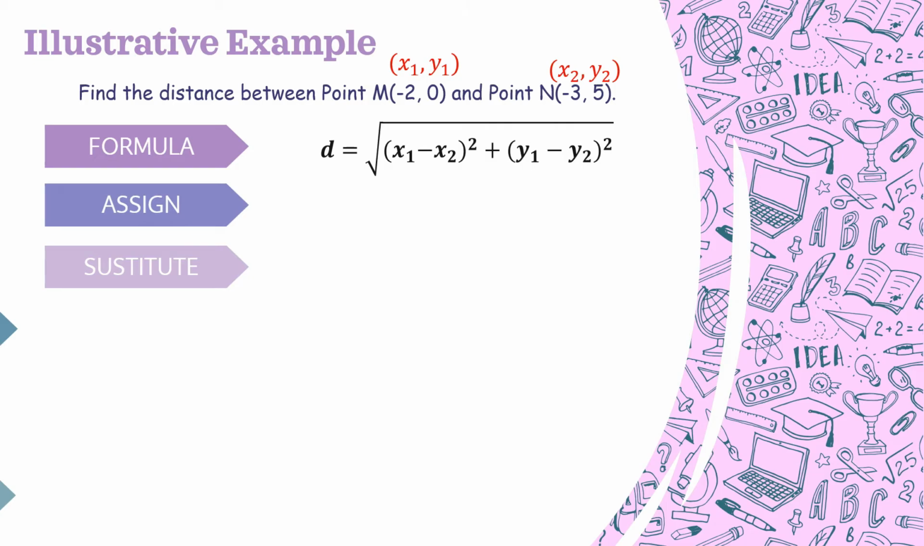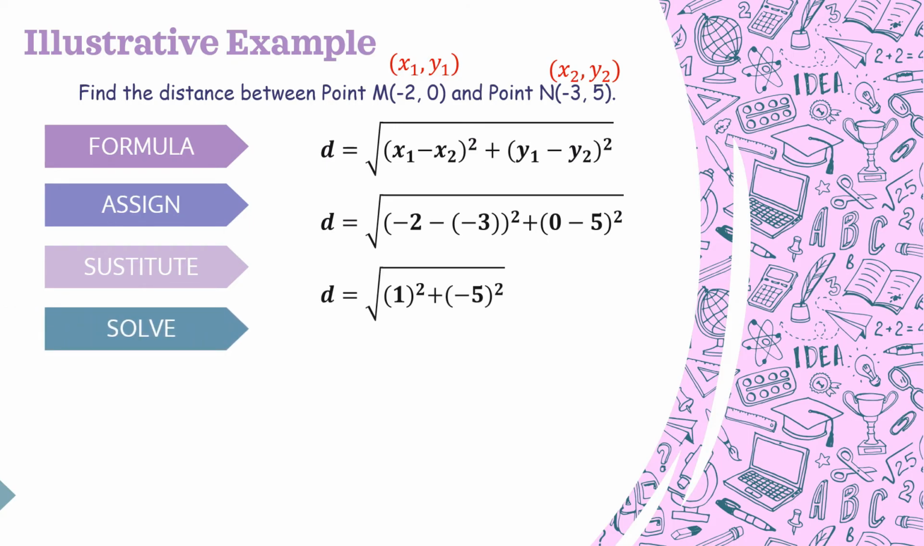Step 3 is substitute. So we're going to replace the x sub 1, x sub 2, y sub 1 and y sub 2 with the values that we assigned on our second step. So we'll have this equal to square root of negative 2 minus negative 3 squared plus 0 minus 5 squared. Then we will now solve for this using order of operations. So we will have this equal to square root of 1 squared plus negative 5 squared, and that will give us this equal to square root of 1 plus 25, which will give you square root of 26.